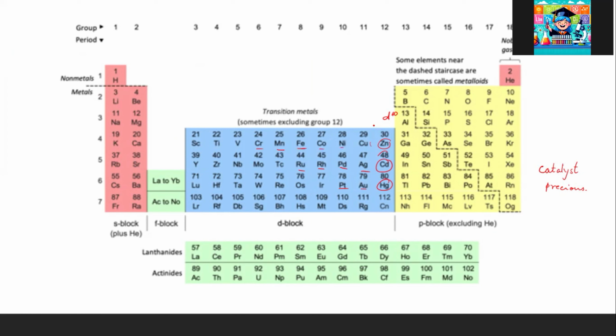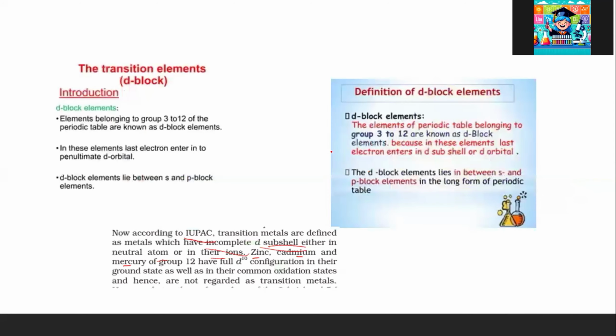Iron, copper, nickel, all these are highly useful in the industries and technical fields. Rhenium, osmium, tungsten, all these are finding wide varieties of uses in day-to-day life. So transition metals are an important group of metals in the periodic table, so studying their properties is highly useful.